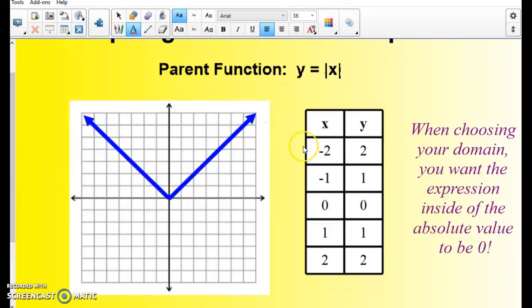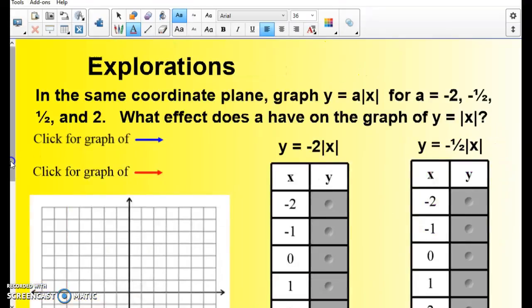And so again, you're pretty much plugging in numbers and doing whatever the problem is. Some of these absolute value ones might be pretty simple, because if you put in the absolute value of -2 for x, well, it's 2. -1, 1, 0, 0, 1, 1. Some of them might have a little more math to do.